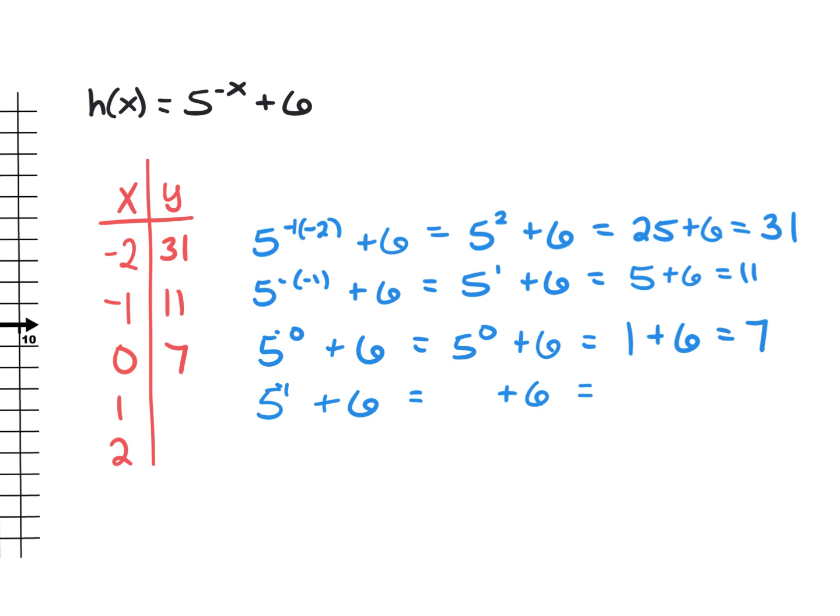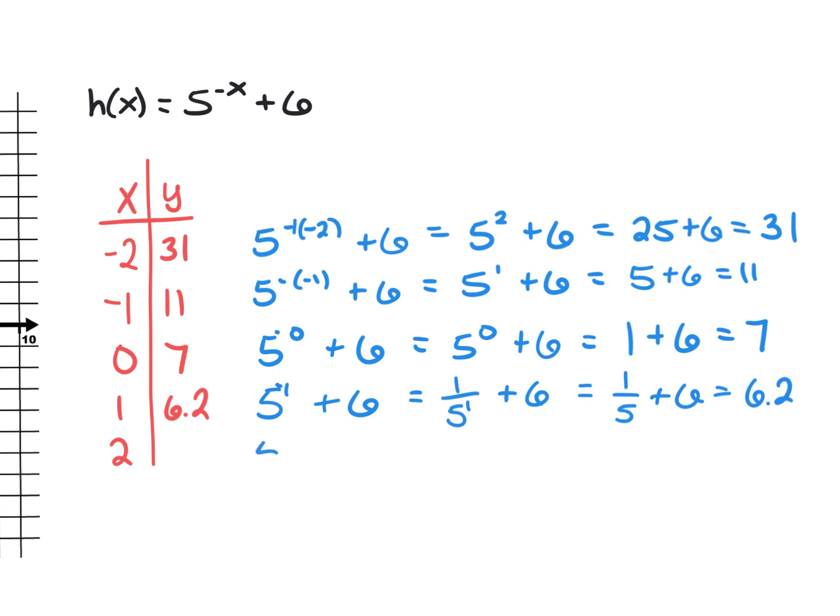Right, what does this turn into since we have that negative exponent? That turns into 1 over 5 to the first, right? So type in your calculator 1 divided by 5, hit enter. And then add 6 to that. What do you get? Yep, and then change it to a decimal to make it easier on yourself. 6.2. Yep.